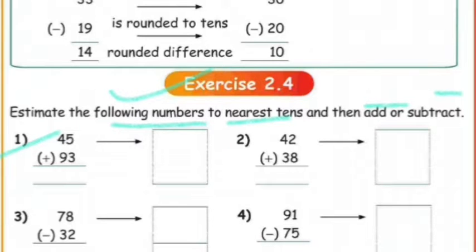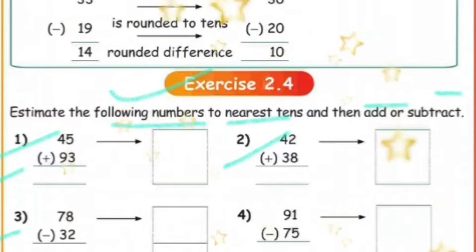Just follow. So here our first question is 45 which is near to 50, and 93 which is near to 90. These two we have to add because it is an addition. We have to find the sum, and then we will get the answer. In the same way this one also. And these two are subtractions that you have to do by yourself. All the four sums, in the same way that I have taught you, you can do it.